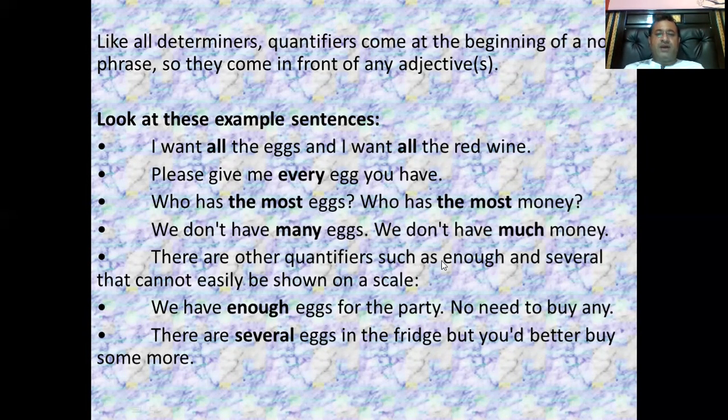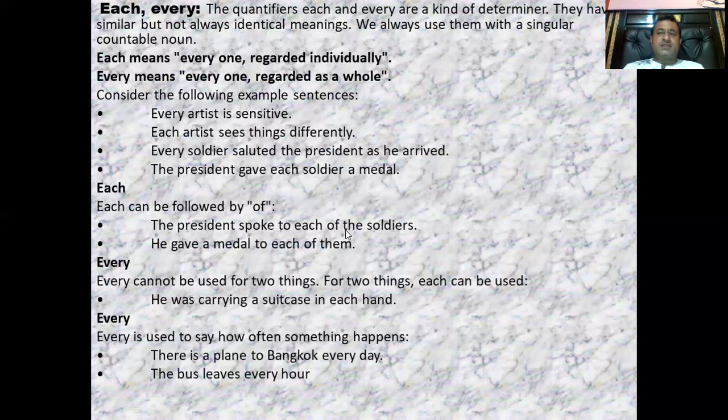There are other quantifiers such as enough and several, which cannot easily be shown on a scale. We have enough eggs for the party. There are several eggs in the fridge. So several and enough cannot be shown on a scale. All these highlighted words are quantifiers. Let's discuss the quantifiers one by one.